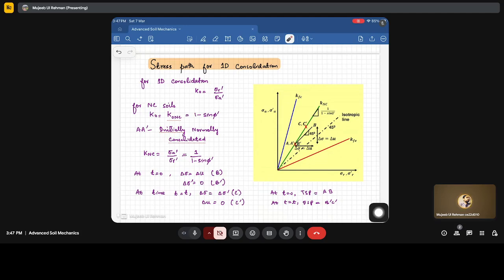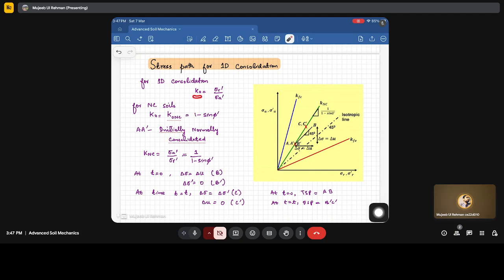Generally, when we talk about the 1D consolidation in the experiments or in the field, the strains in the lateral directions are restrained. In the experiments we have shear rings which prevent the lateral strains, and in the field we have a large area or large length, so the strains in the lateral directions are assumed to be 0.